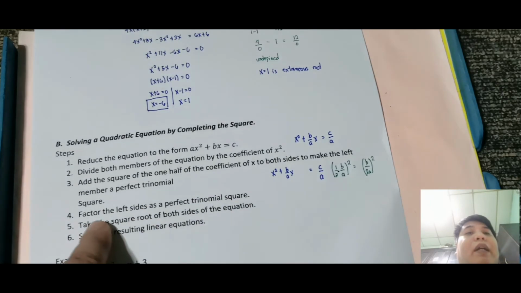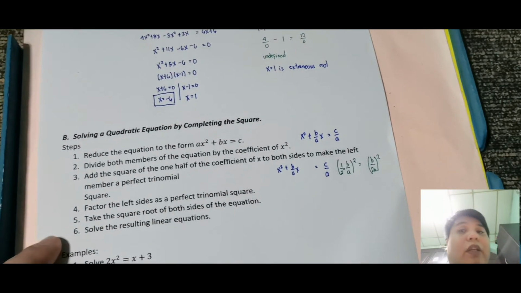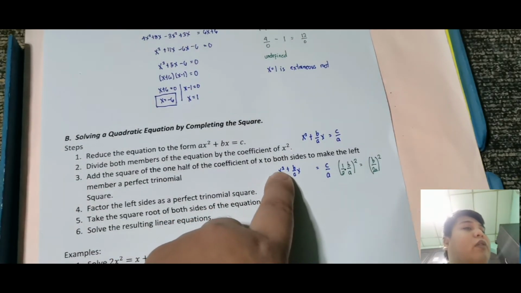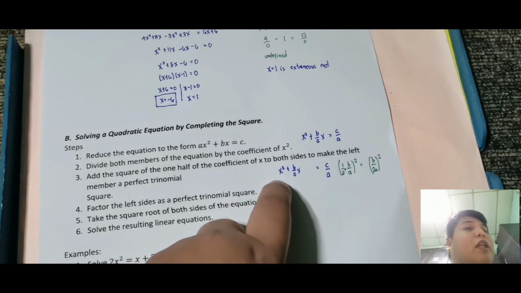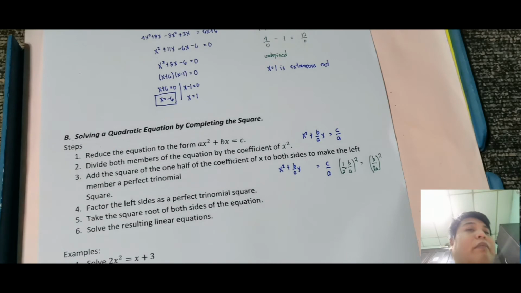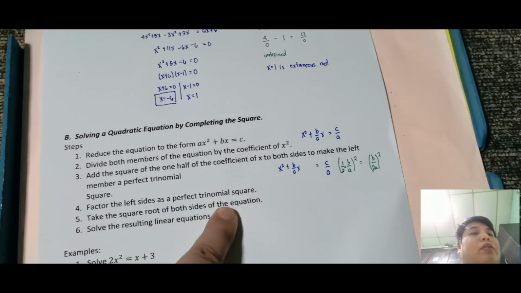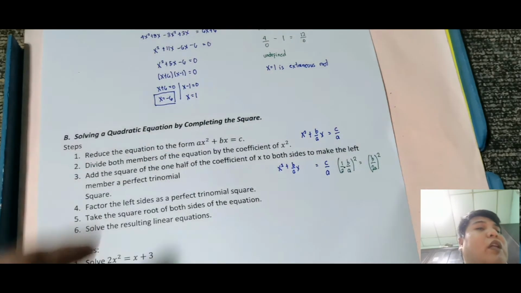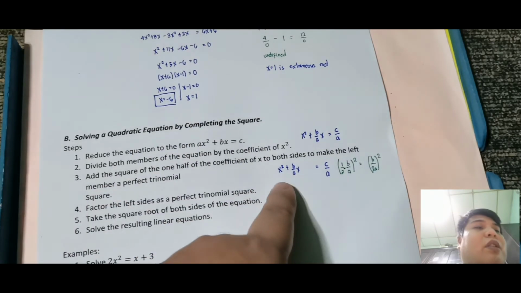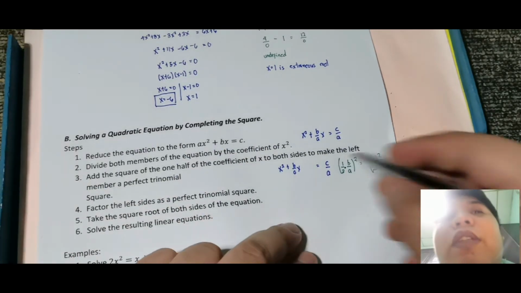Okay, next is factor the left side as a perfect square trinomial. Since nag-add tayo ng ganun, magiging perfect square trinomial siya, so x squared plus something, then ayun na yung sagot. Next is take the square root of both sides of the equation. After ko ma-factor, magiging result is something na hindi ko malagay in symbol dito, kasi parang may uunahan ako na topic. So i-square root ko lang siya both sides.